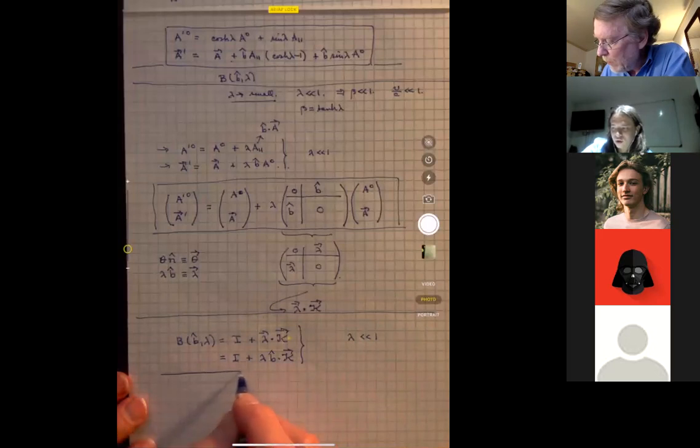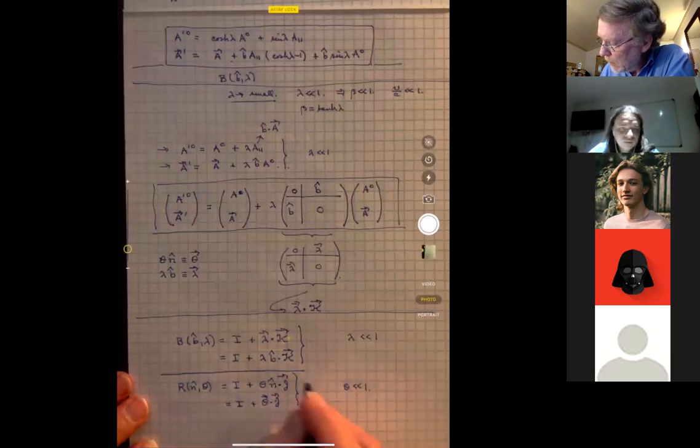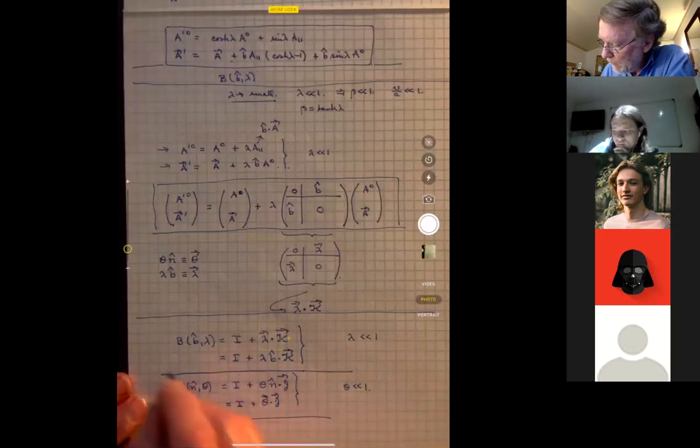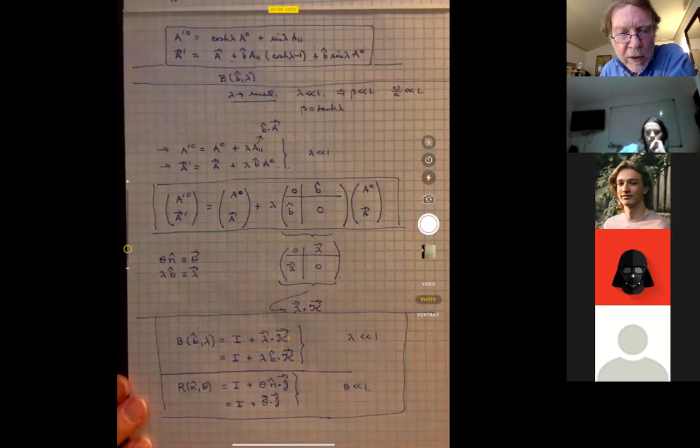This is just like what we did with infinitesimal rotations. R of n hat comma theta is identity plus theta times n hat dotted into J, but this is also the same thing as identity plus theta vector dotted into J vector, like so. They mean the same thing, and this is only true when theta is small as well. So these are the 2 expressions then for infinitesimal rotations and infinitesimal boosts, and you see that they're quite similar to one another.